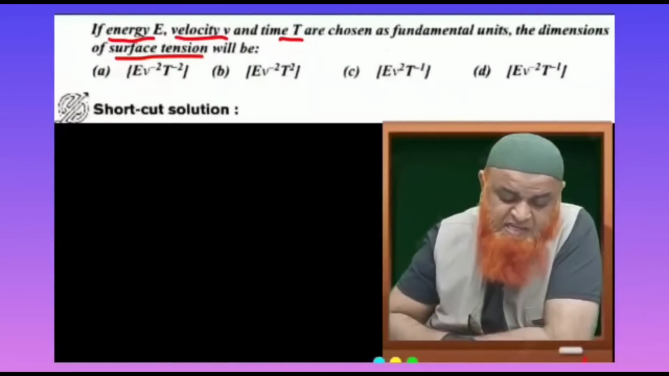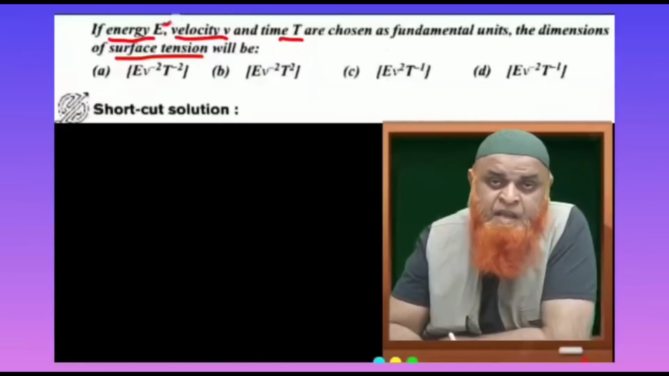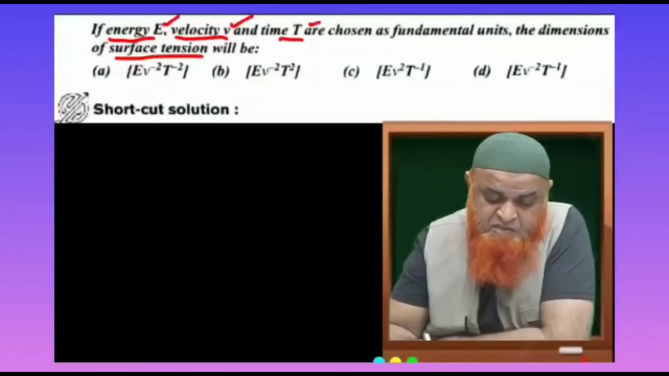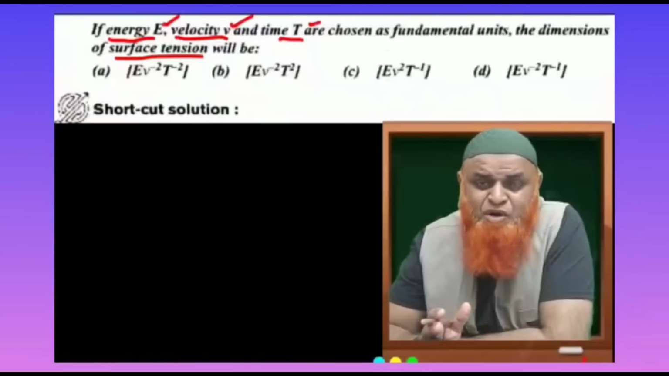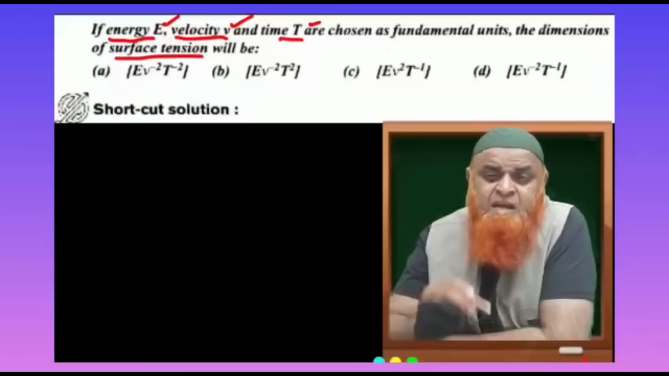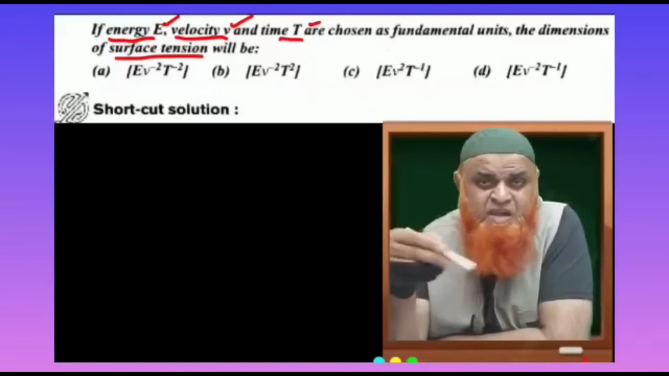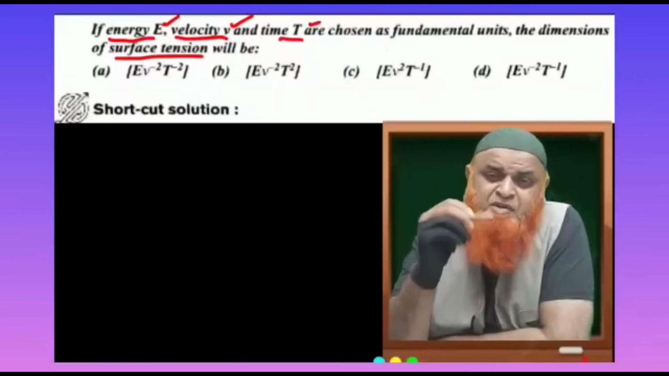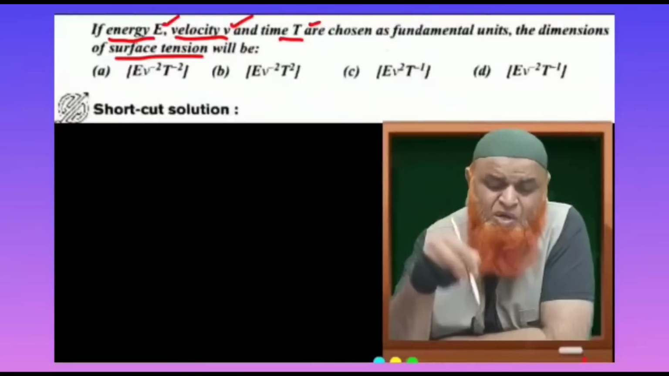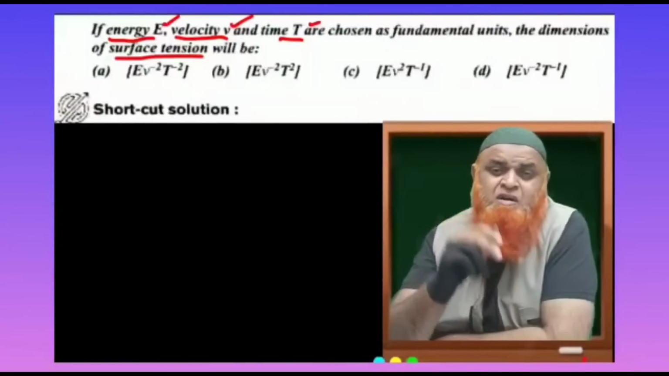You can just see here, he's asking us to find out the surface tension in terms of energy, velocity and time. Generally what you will do and waste a lot of time is by raising the powers. Tension is directly proportional to E power A, V power B and T power C, and you will spend your quality time in an exam in solving this type of problems which waste your time.